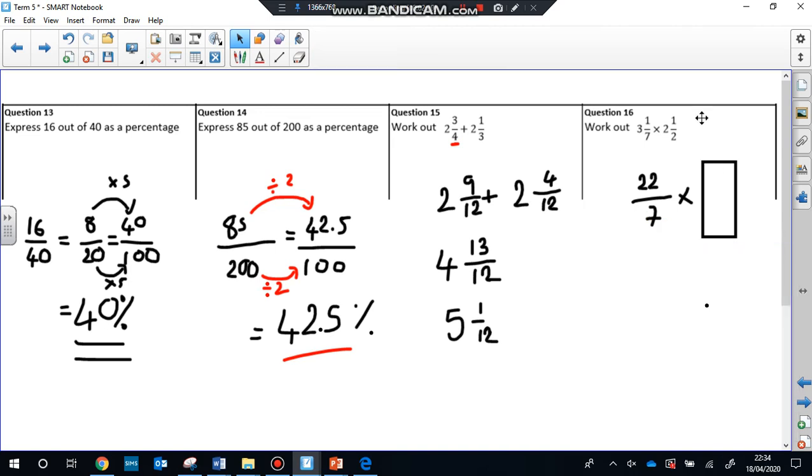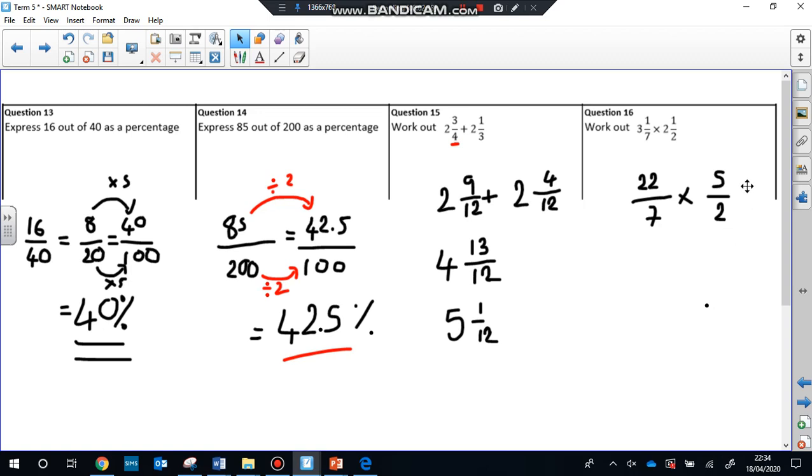There we go. Okay, 2 1/2. Well, if I had 2 wholes and I cut them into halves, that would give me 4 halves, plus this extra 1 here gives me 5 halves. Okay, so I've got 22/7 times 5 over 2.